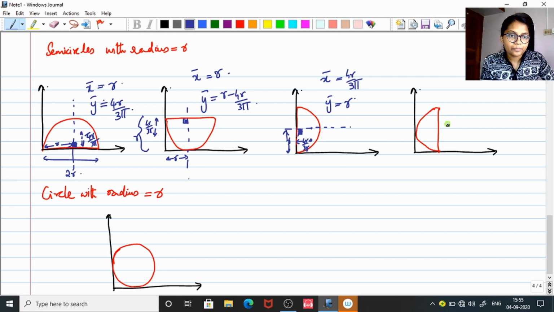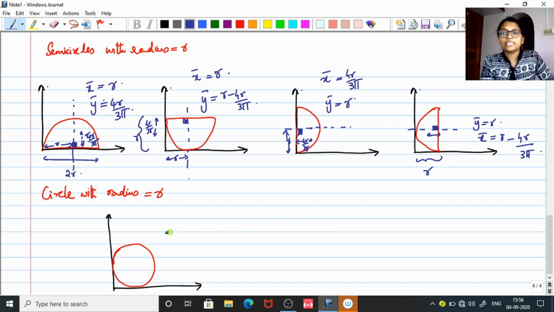Similarly, here y bar is equal to r and x bar is equal to, see, here is your right angle. So totally it is r, and you have to take your 4r by 3 pi from your right angle. So it is r minus 4r by 3 pi.